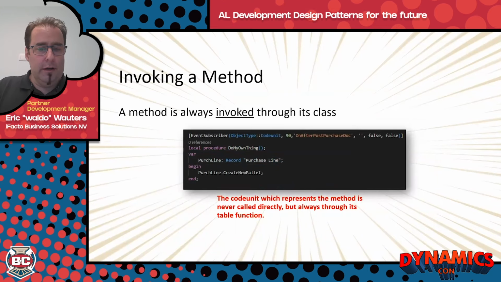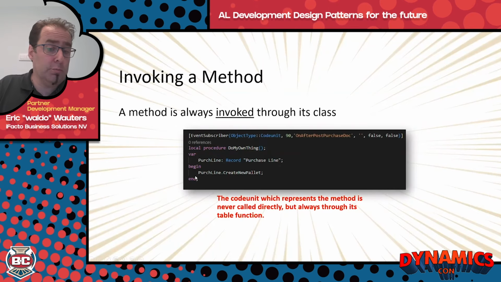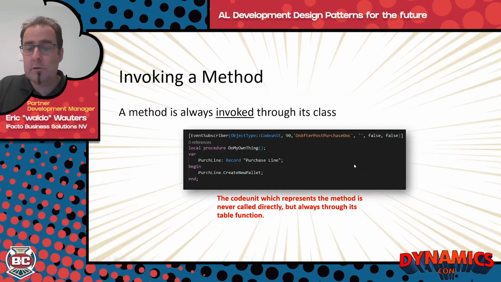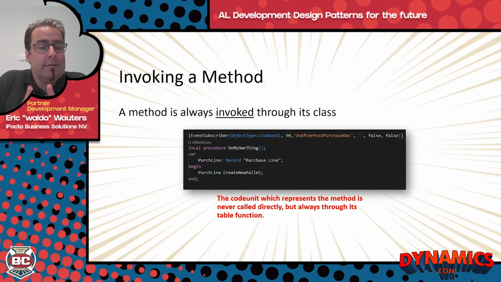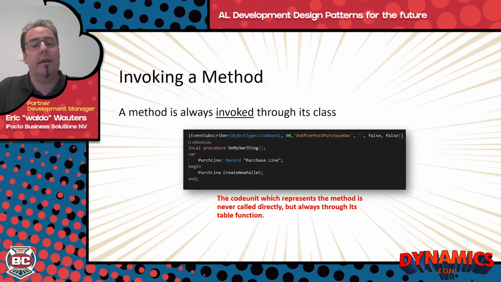I need to be able to invoke it through a class. So this is another example, purge line dot create new palette. This could be customer dot block, and this is where I can call it from wherever. So anywhere in Business Central, anywhere in my app that I need that method, I call it through the class, through the table, through the record. I'm not going to call it through the code unit. That's encapsulation.